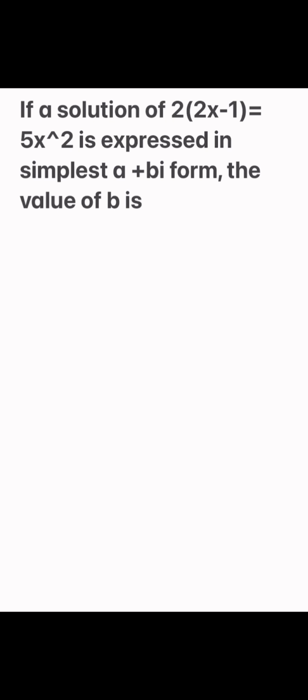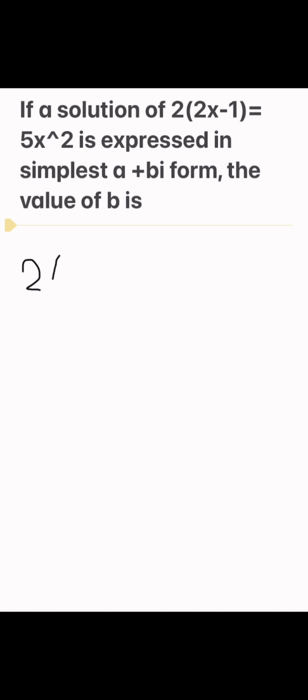Okay, this is my last and third problem, and then I'll pass it to my coworker, Mr. Vargas. So it says, if a solution of 2 times 2x minus 1 equals 5x squared is expressed in the simplest a plus bi form, the value of b is. So a plus bi form is about complex roots, which has the real part first and then the imaginary part second. So we'll rewrite this.